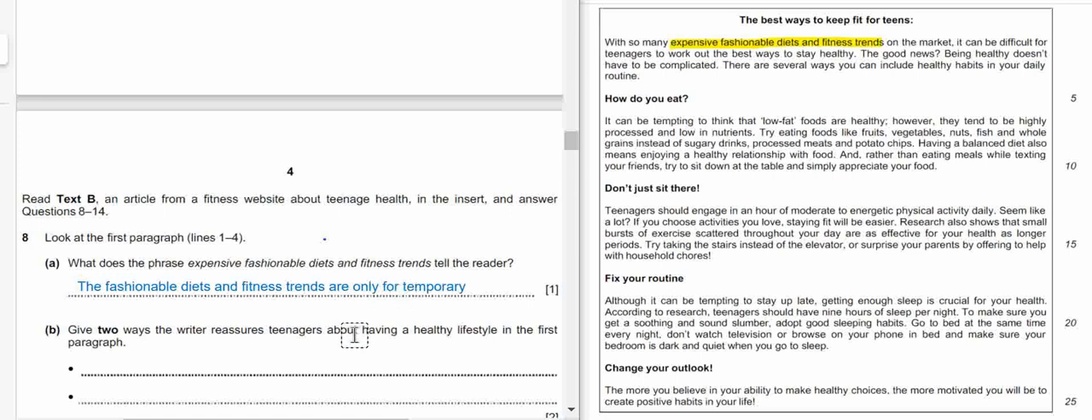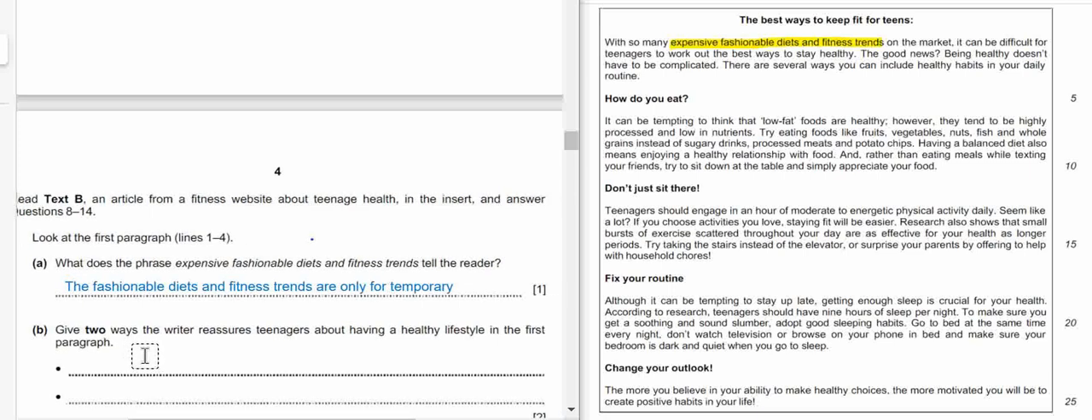Okay, answer that. Next, let's move on to question B. Give 2 ways the writer reassures teenagers about having a healthy lifestyle. In the first paragraph, how to reassure. The first paragraph has been circled in yellow. 2 ways the writer reassures teenagers of having a healthy lifestyle. 10 seconds. 10, 9, 8, 7, 6, 5, 4, 3, 2, 1.